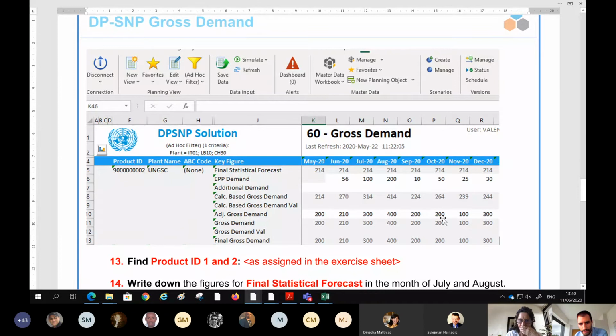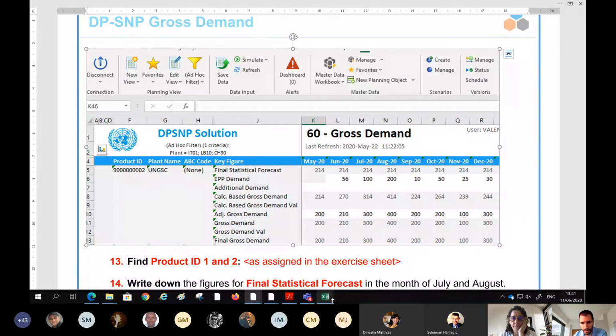So after we adjust that and we save, we will have the gross demand. That is the next key figure. And maybe the gross demand will come automatically. Then after saving, we will have the final gross demand. That is the end of the process, and that is what we also use for net demand. Now, this is how it works.